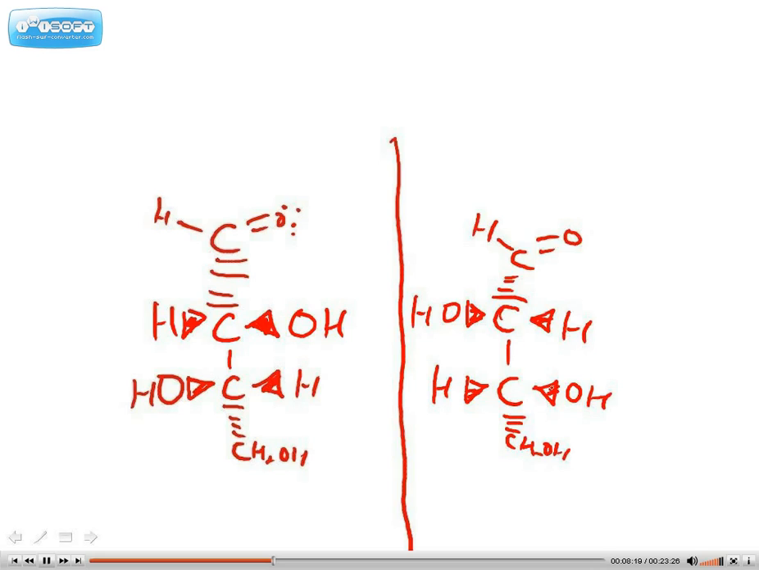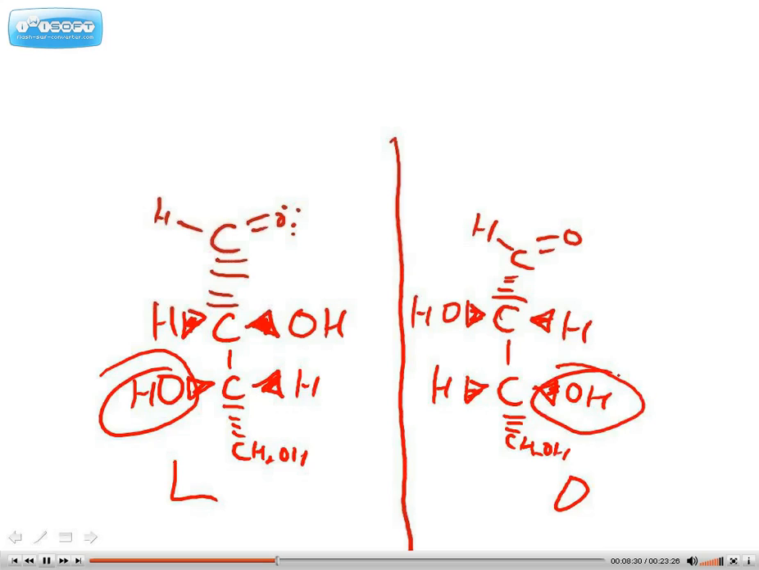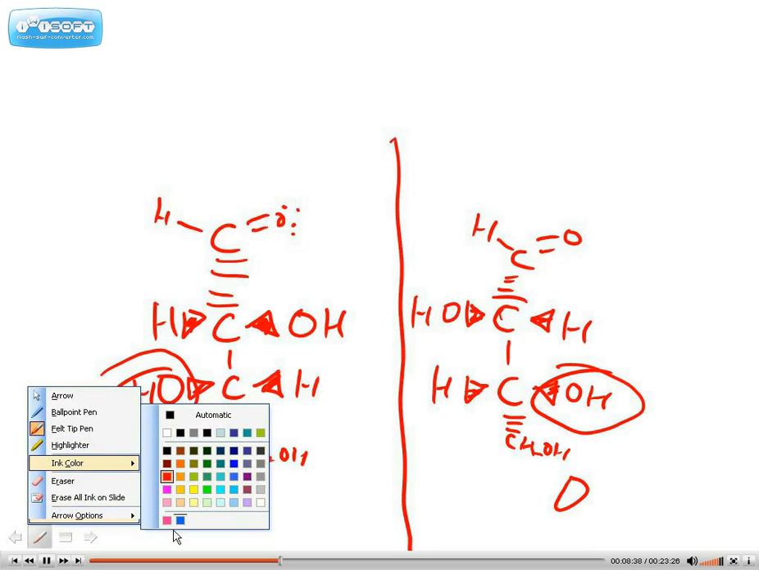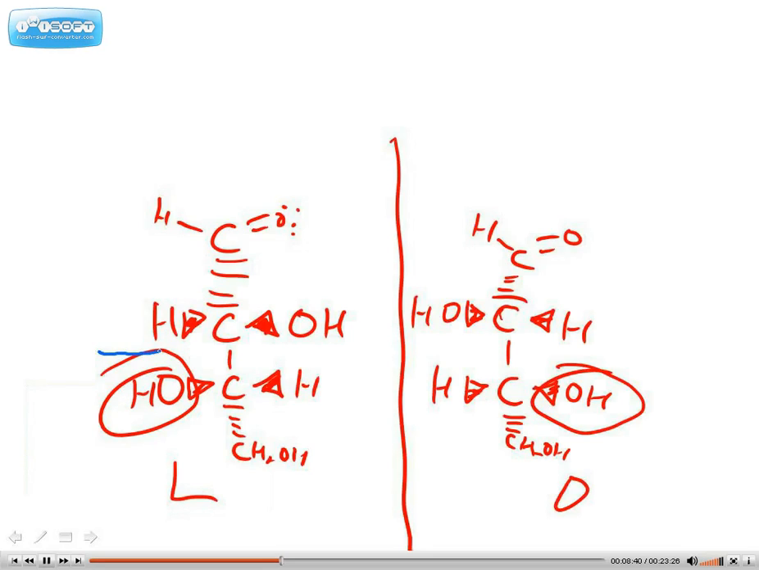There we go. Now, here on the left-hand side we have an L. On the right-hand side, we have a D. So very straightforward. I do want to point out that when we have bonds between these inner carbons, we always write them as dashes. So even though it's a wedge dash structure, we would write them as dashes.